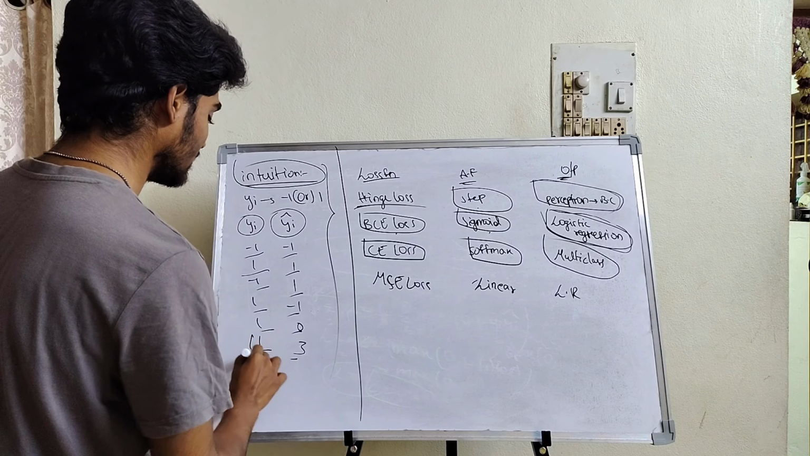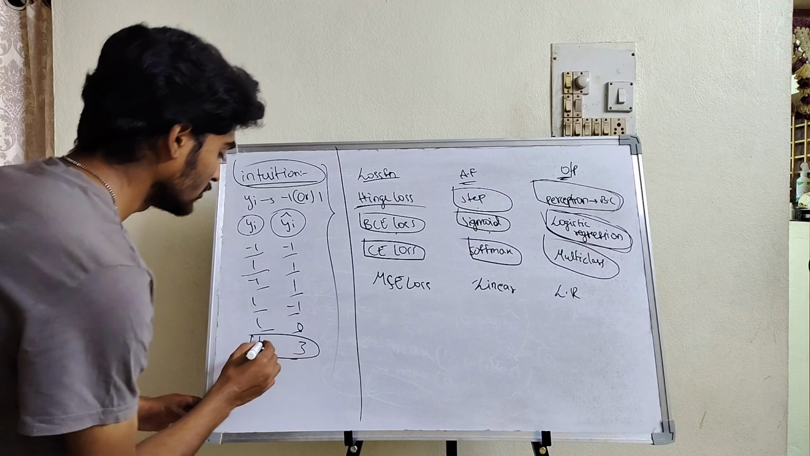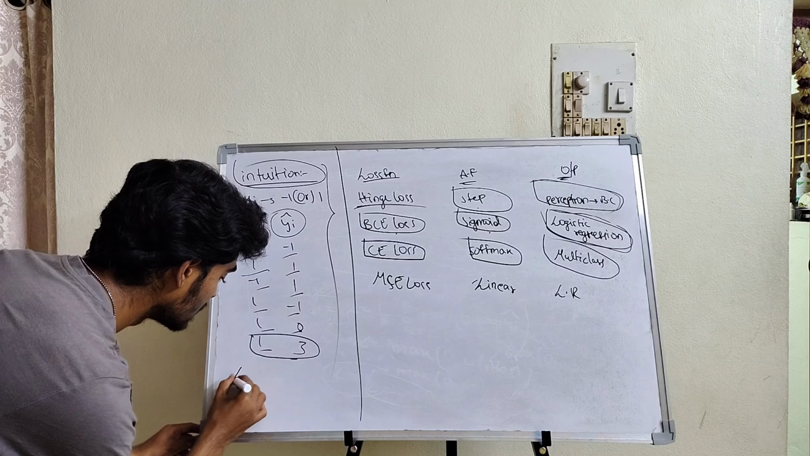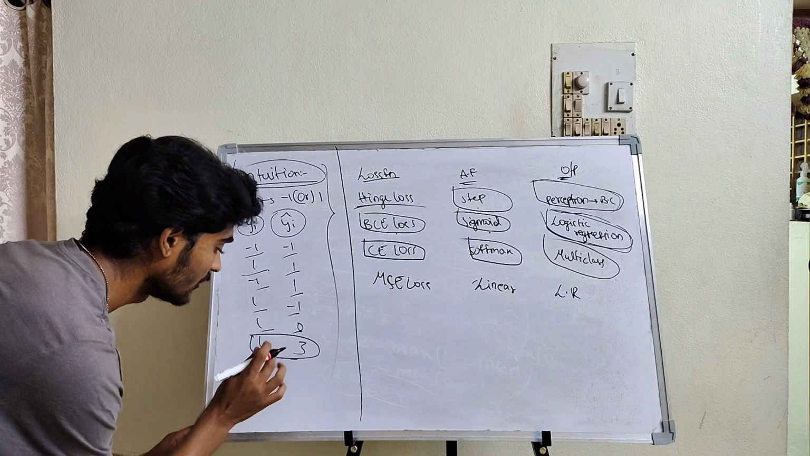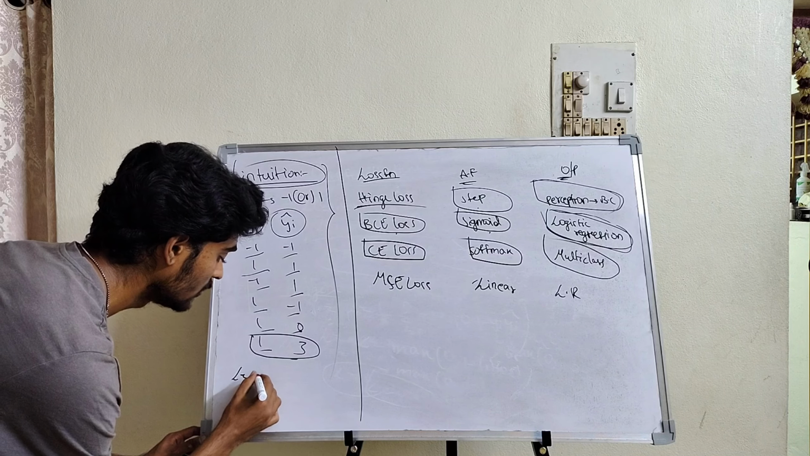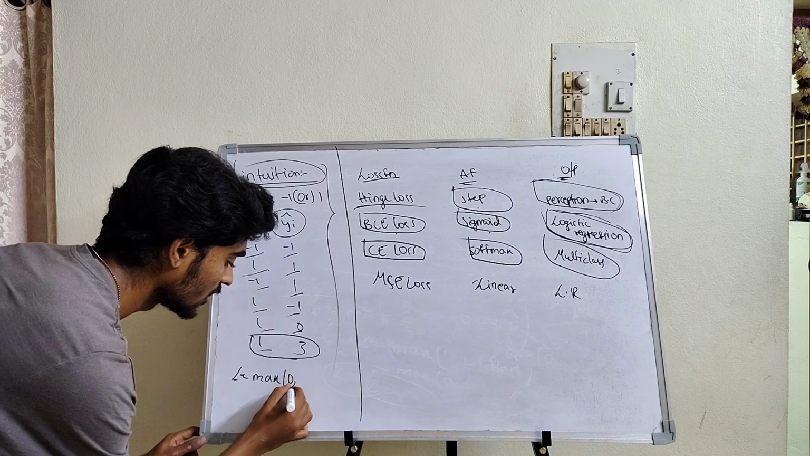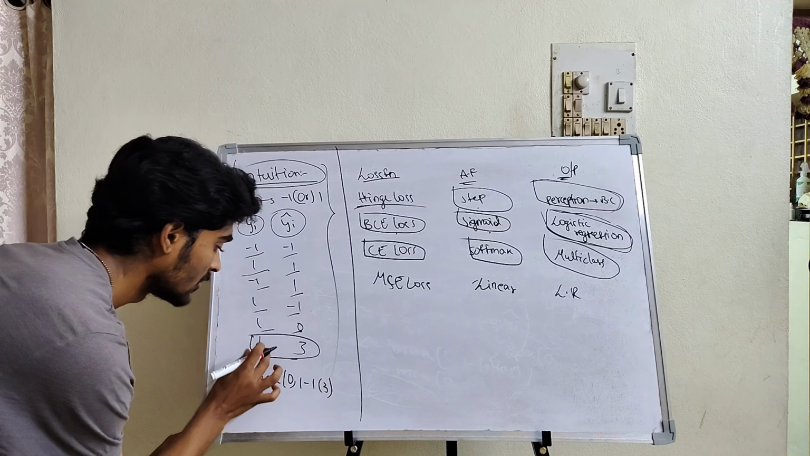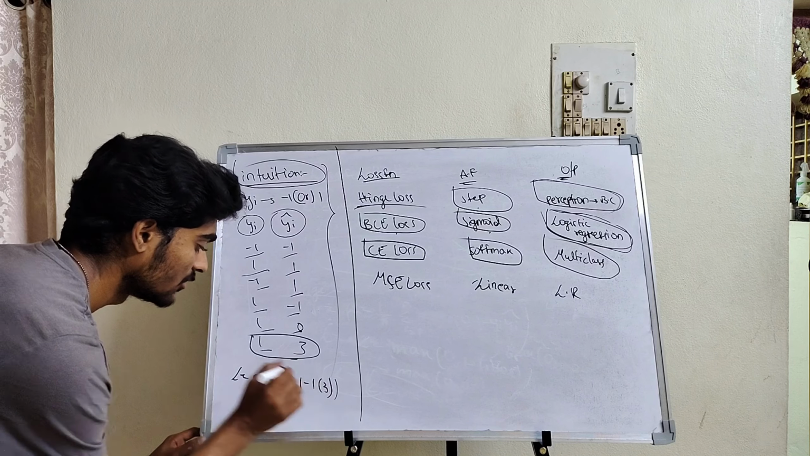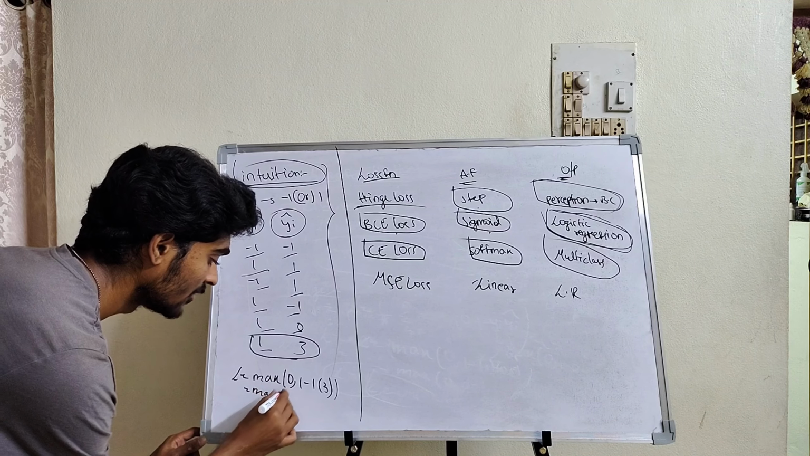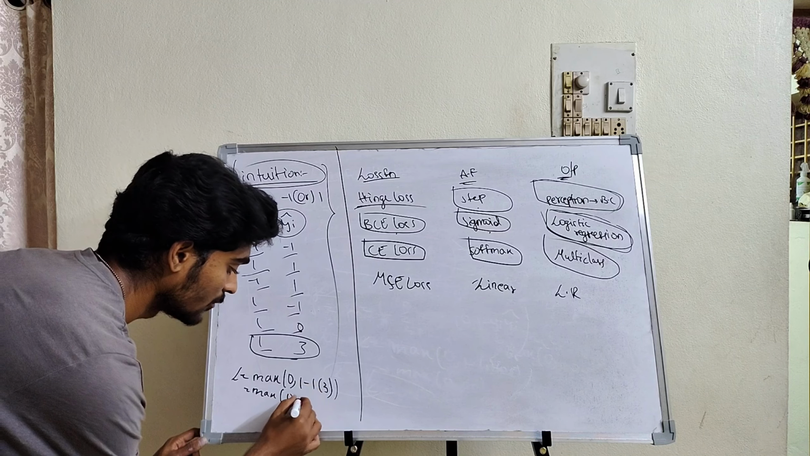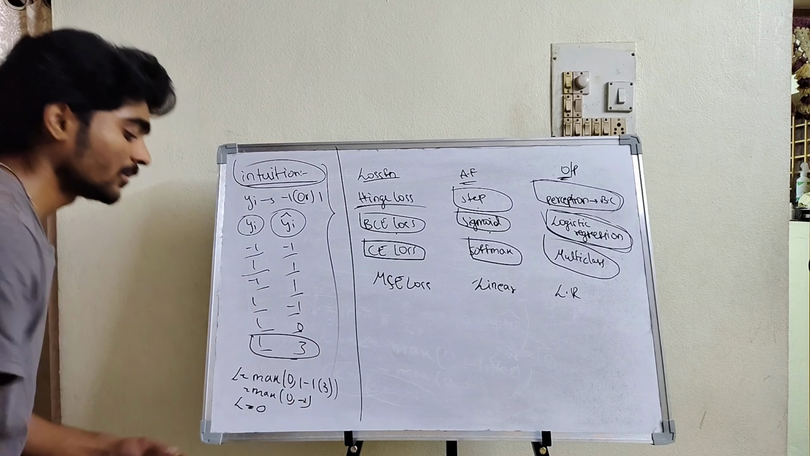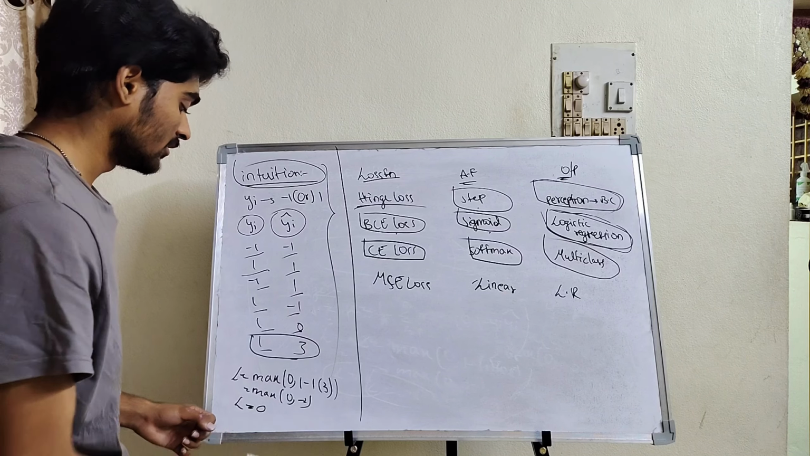I'll explain the case 1 and 3. When you substitute these corresponding values in the hinge loss function, loss is equal to max of 0 comma 1 minus 1 into 3. Here the y value is 1 and the y hat value is 3. Max of 0 comma -2 is 0, so the loss is 0.